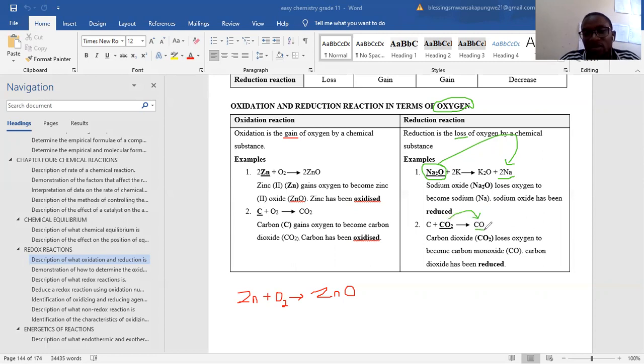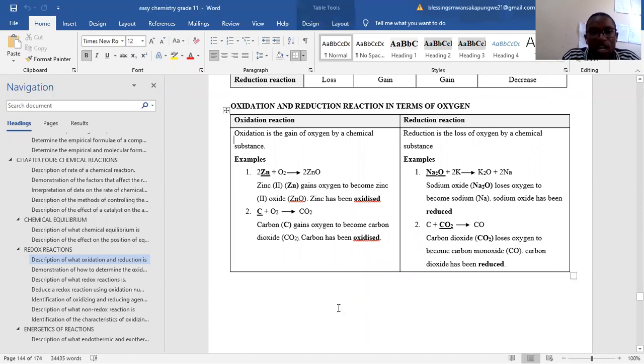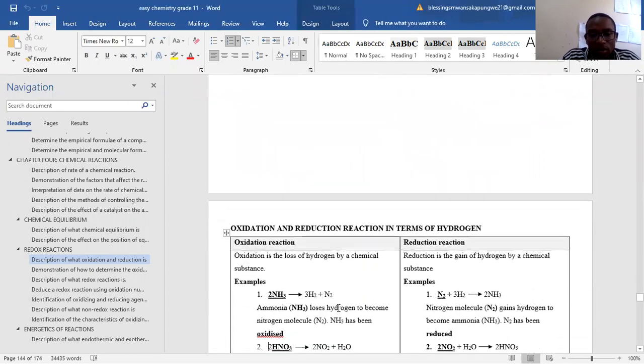To become carbon monoxide. So it's not really losing the entire oxygen, but it's losing a bit of it. It can also be deemed as oxidation because it has lost part of its oxygen. So that is how we define oxidation and reduction in terms of oxygen. Let's look at oxidation and reduction in terms of hydrogen in the next table.